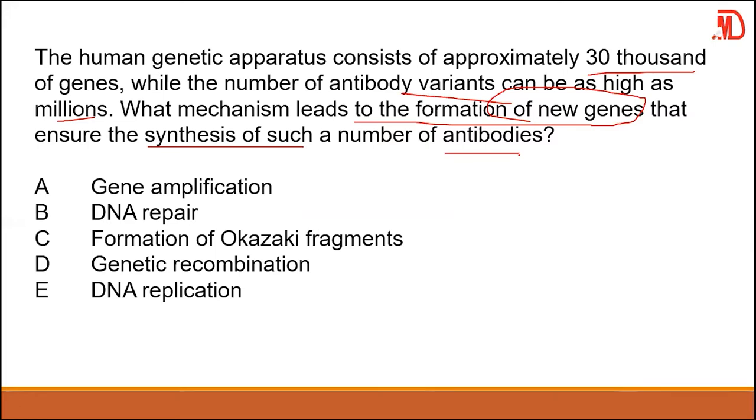So in this case, different variants of what? Antibodies. Different variants. And that's because of what? Genetic recombination. That's over here. We are looking at D as our answer.